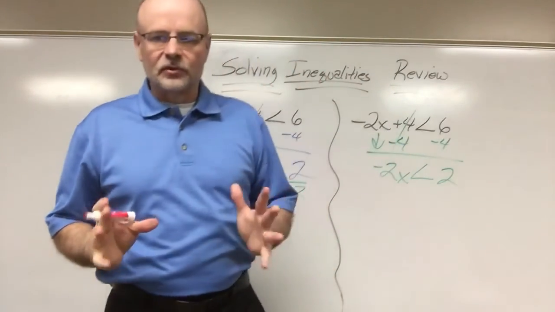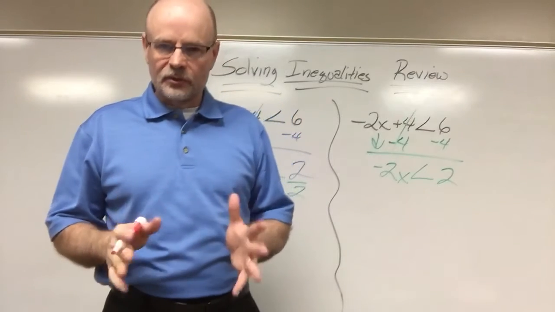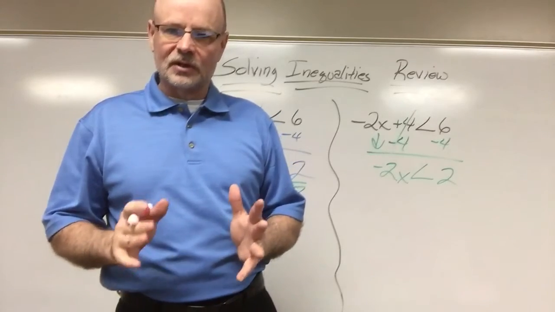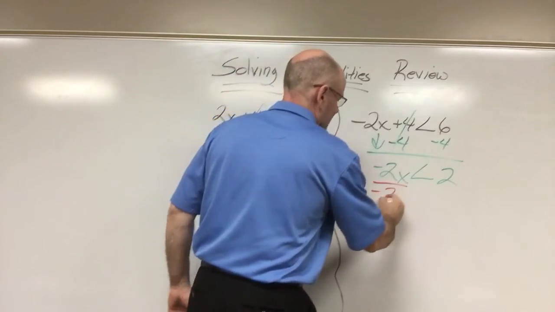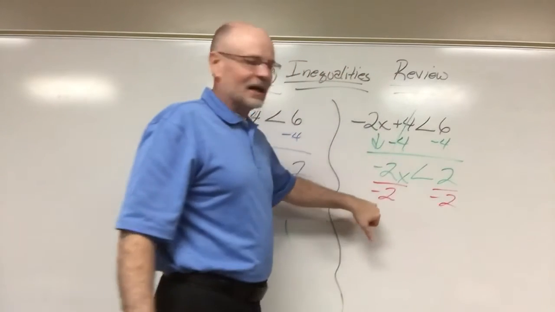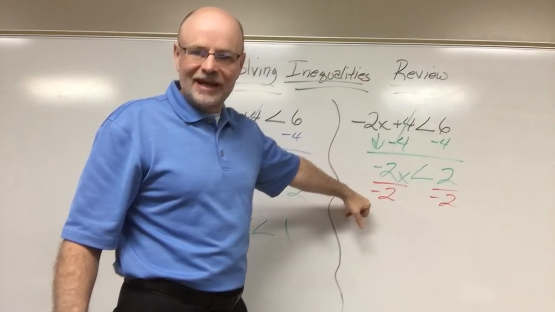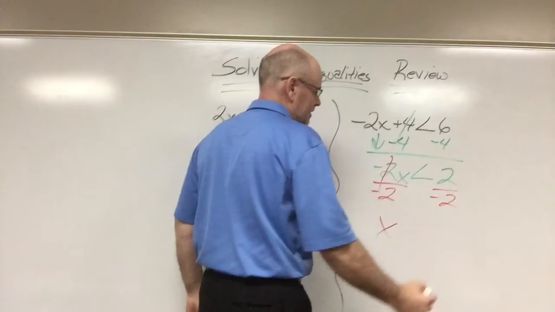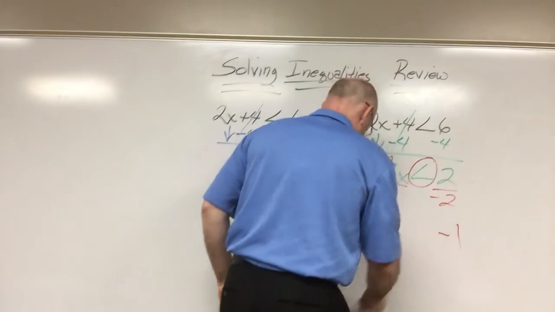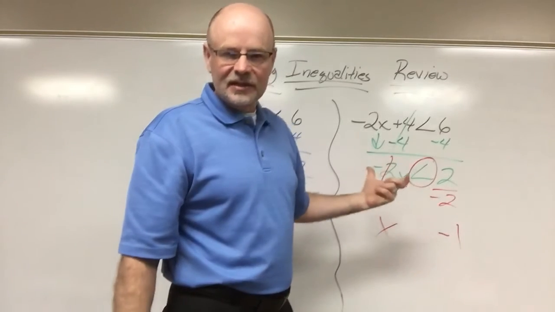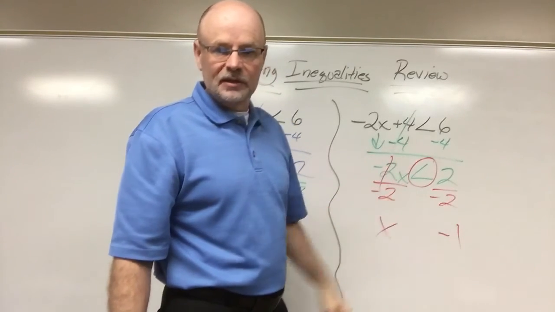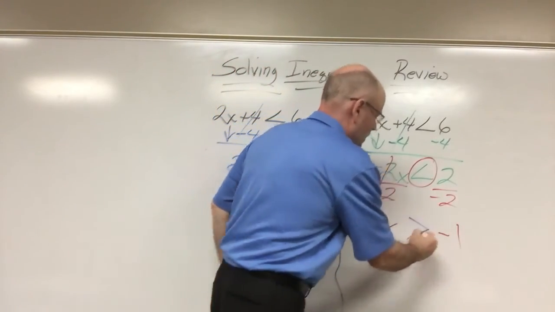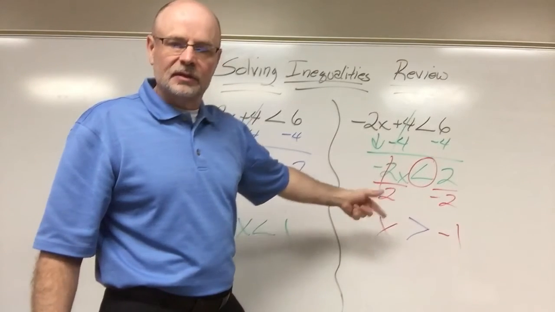Now here's why I have to apply my golden rule. If I divide or multiply by a negative number on my last step, I have to flip the inequality symbol. So I notice that I'm dividing by negative 2. When I divide or multiply on an inequality by a negative, I have to flip the inequality symbol. This still simplifies to x. 2 divided by negative 2 is negative 1. Notice it was less than, but because I divided by a negative, I have to flip that inequality symbol. So it's going to change from less than to greater than. So x is greater than negative 1.